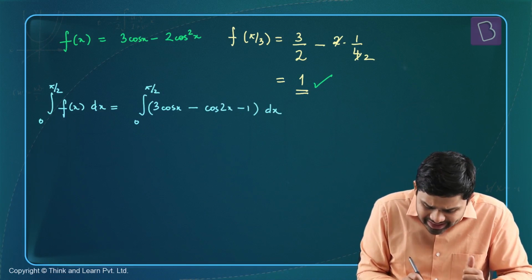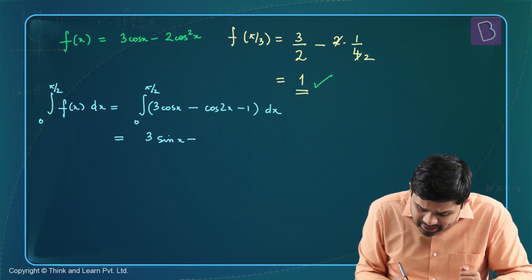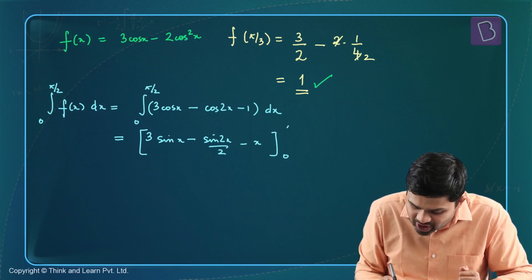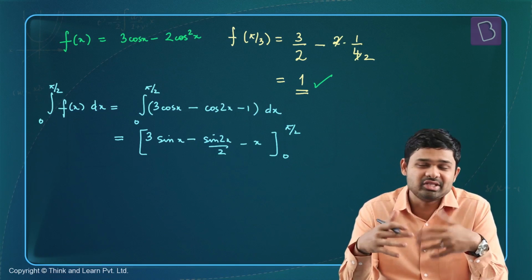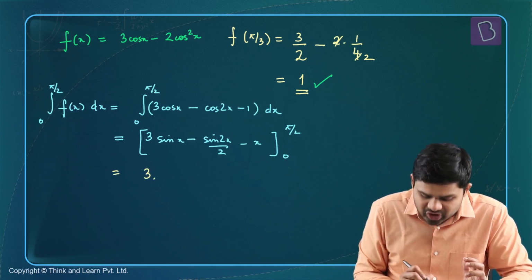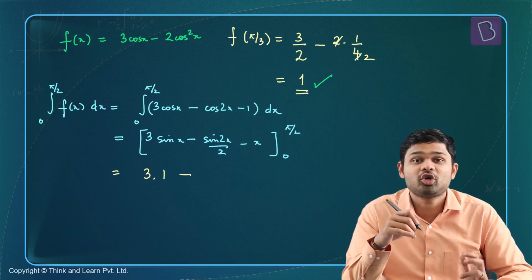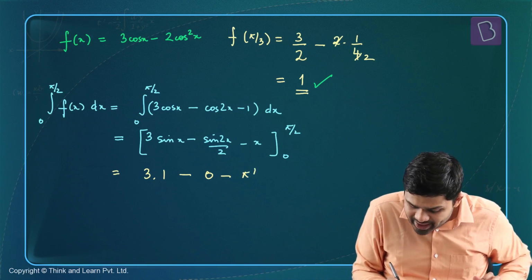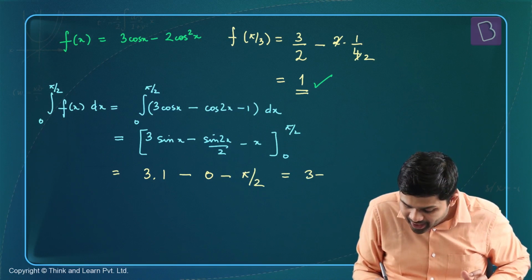So this is very easy to integrate. Upon integration, I will get 3 sine x minus sine 2x divided by 2 minus x, and we have to evaluate this between 0 and pi by 2. When I put the lower limit of 0, everything will vanish because sine 0 is 0, and when x is 0, it's 0. So I just have to be worried about the upper limit. I have 3 times sine pi by 2, which is 3 times 1, minus sine 2x. Sine pi is 0, so I can forget that, and I have the final minus x, which is minus pi by 2. So the integral 0 to pi by 2 of f of x is nothing but 3 minus pi by 2.